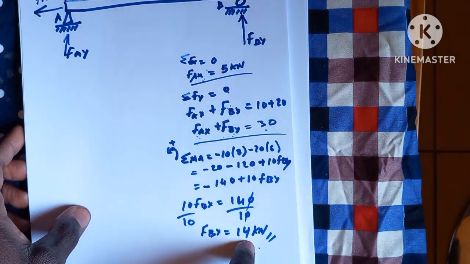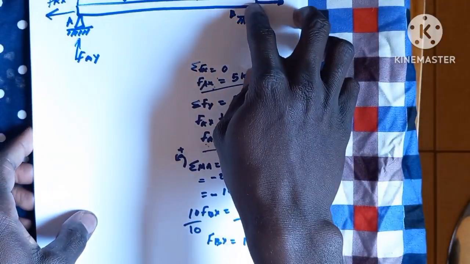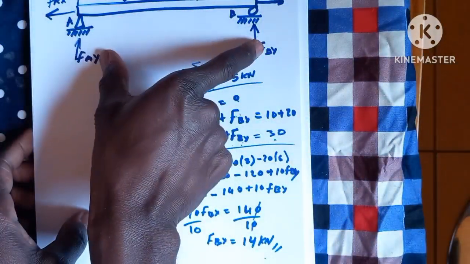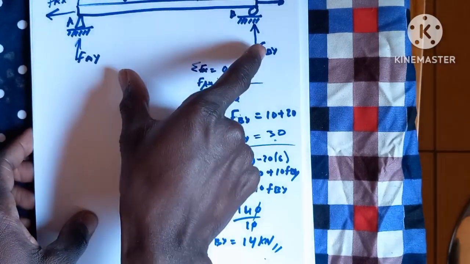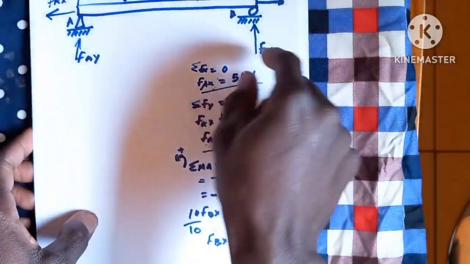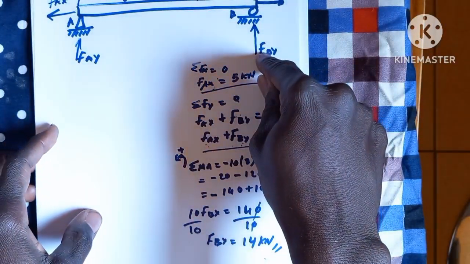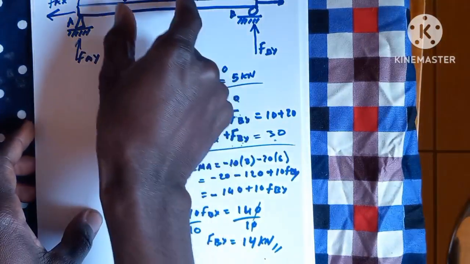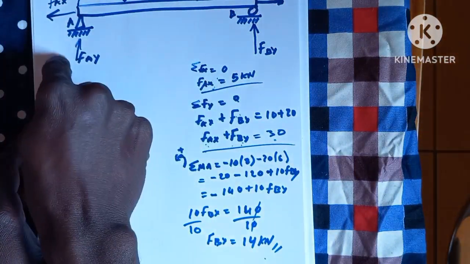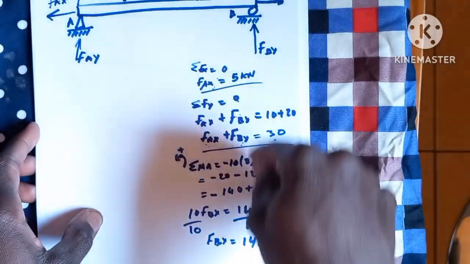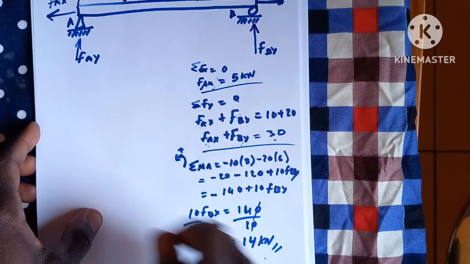Now that we have FBY as 14 kilonewton here, and it is a force that is going up, right? These two forces going up must be equal to these two forces that are coming down here. And we have 14 kilonewton here. So 14 kilonewton will be subtracted from this 30 that we have coming down. The result is going to give us this force. So 14 subtracted from 30 is going to give us 16.